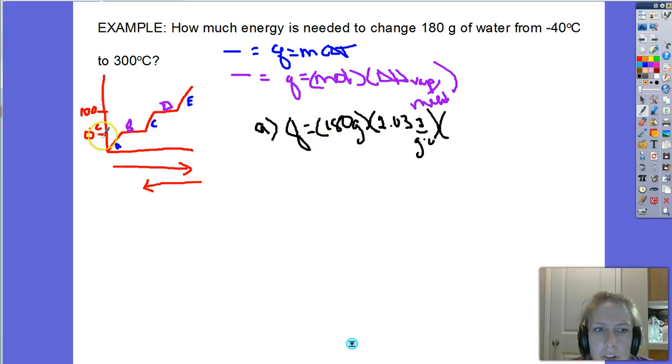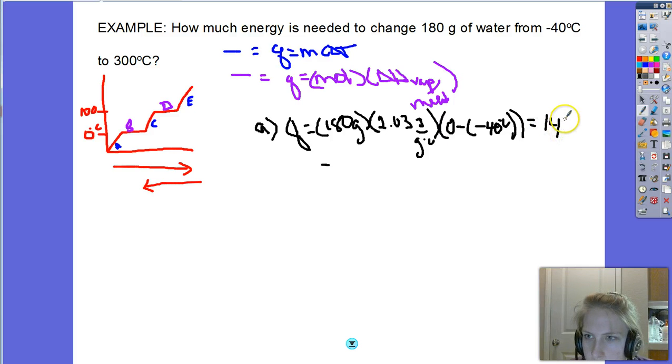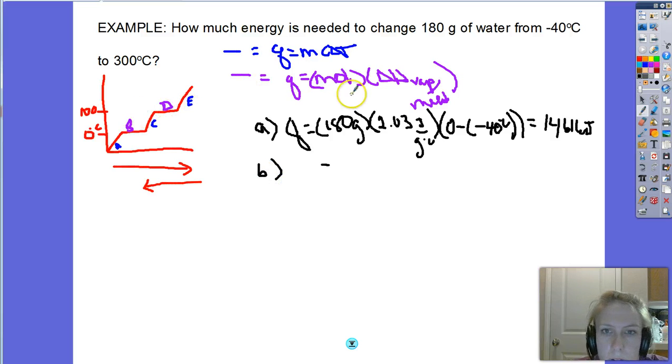So our final temperature for this section is going to be 0. I'm going to minus my negative 40 because that was my starting temperature. Now when we crank all this out, we get 14,616 joules. So there's step 1. Now let's move on to B. Here we're going to use our purple equation. So we have Q equals moles.